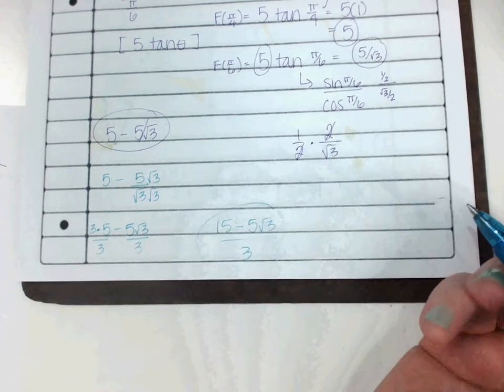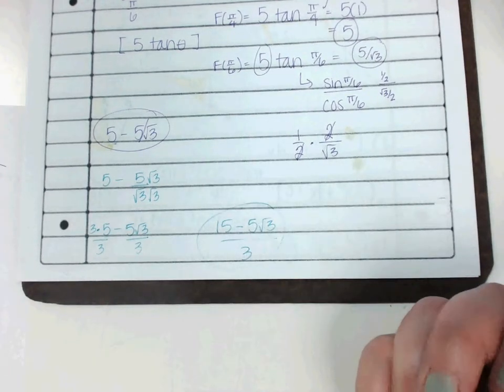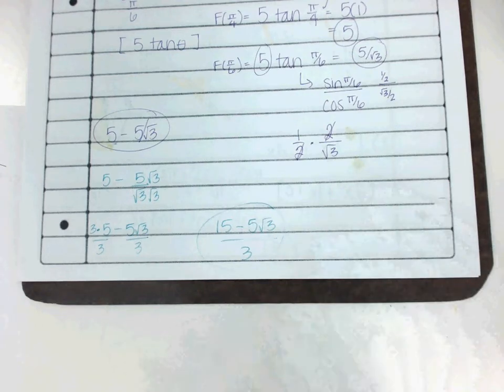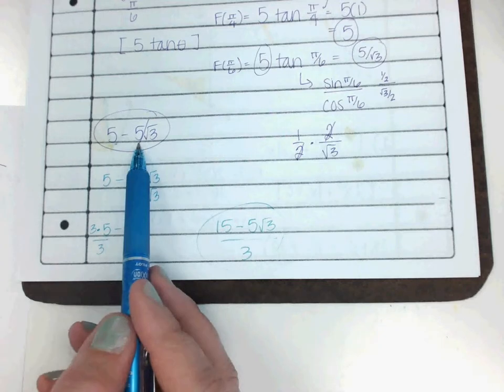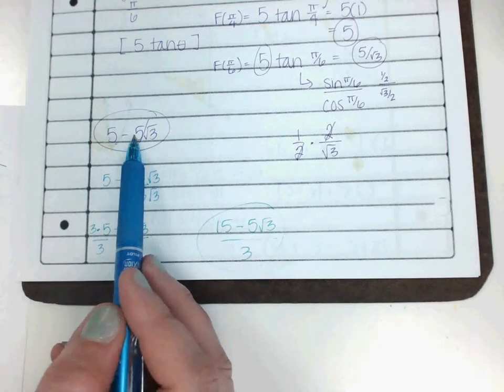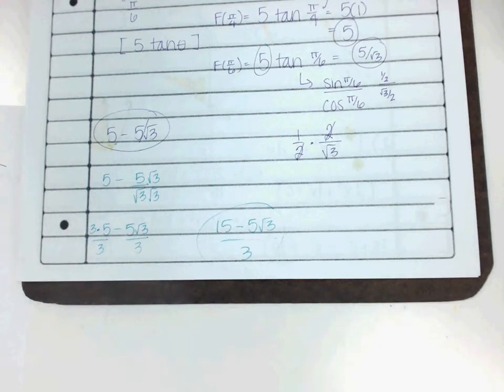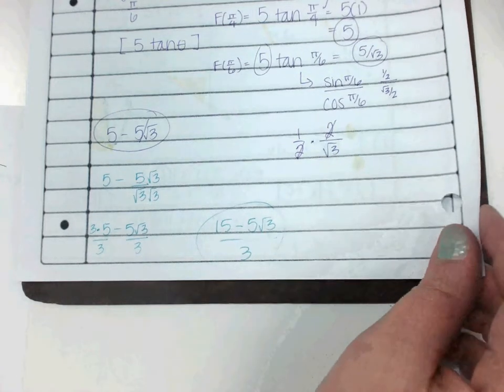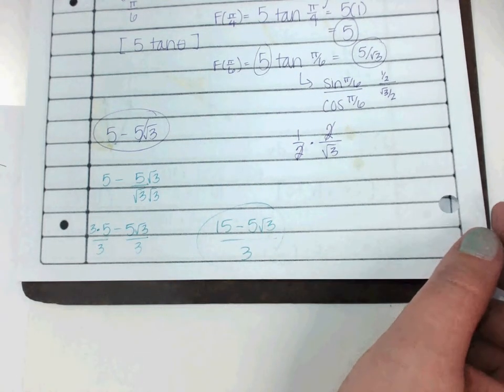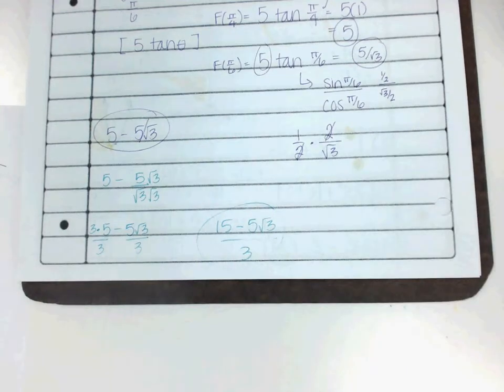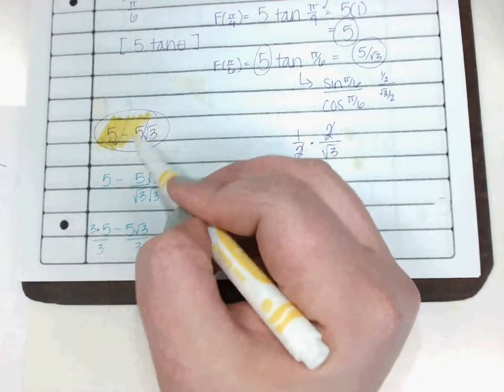Now, would they make you do that on the AP test? Probably not. In college, maybe, depending on how evil your professor is. But this is good enough for AP. 5 minus 5 over root 3, you're done. But if you want to rationalize, do it. You want to get a common denominator? Do it. Just don't do it wrong or you get the wrong answer. All right, only 3 more left. So this is your answer. I would just leave it like that.